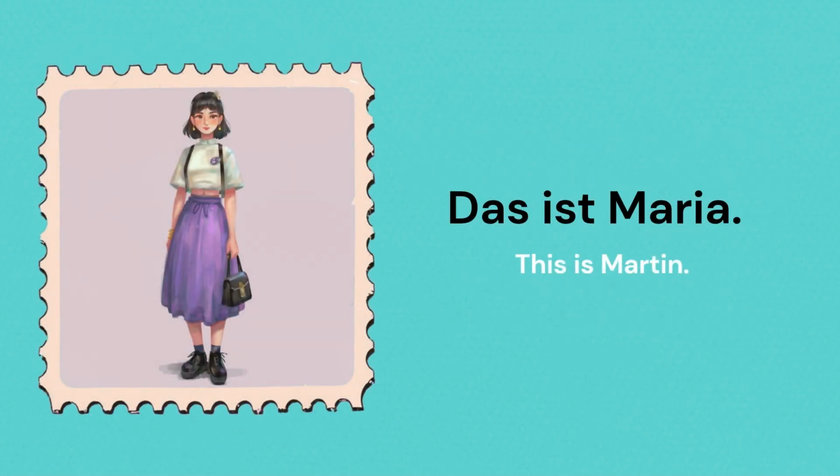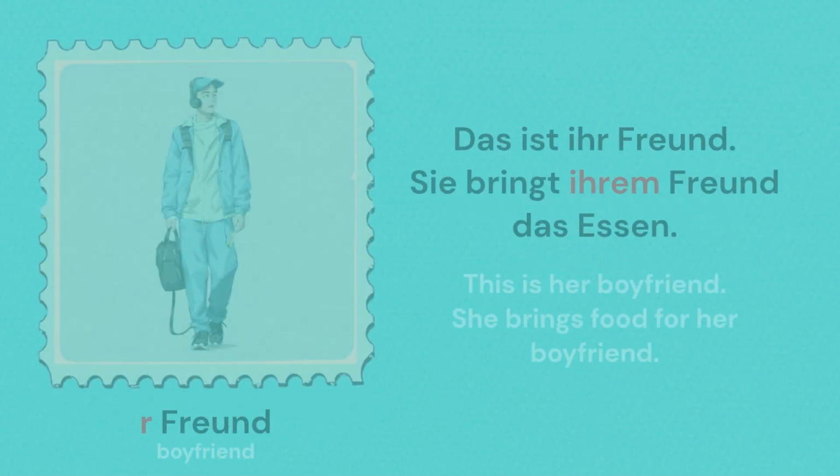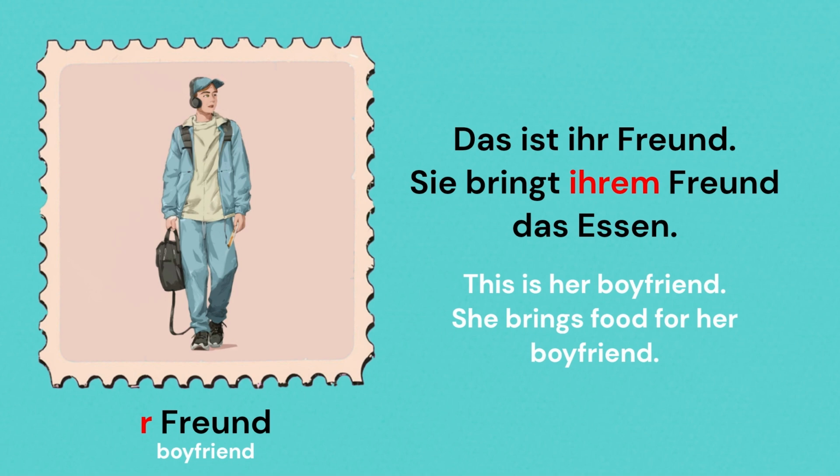Das ist Maria. Das ist ihr Freund. Sie bringt ihrem Freund das Essen. Since Maria is feminine, you would use the possessive pronoun ihr in this case. And it changes to ihrem in dative because the article for Freund is der.